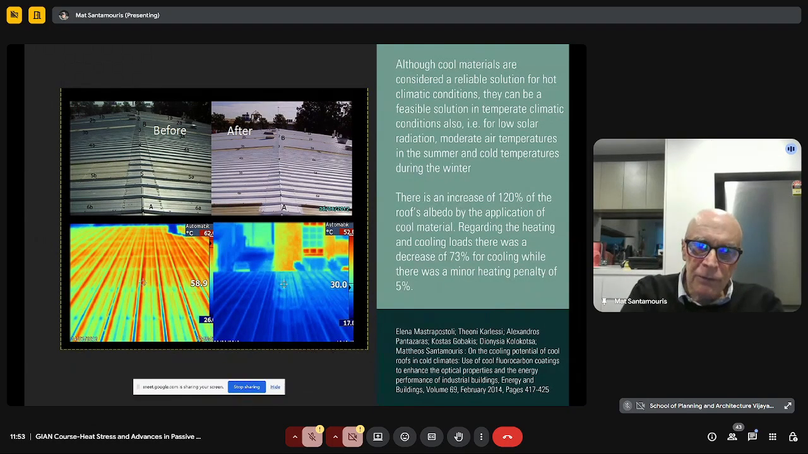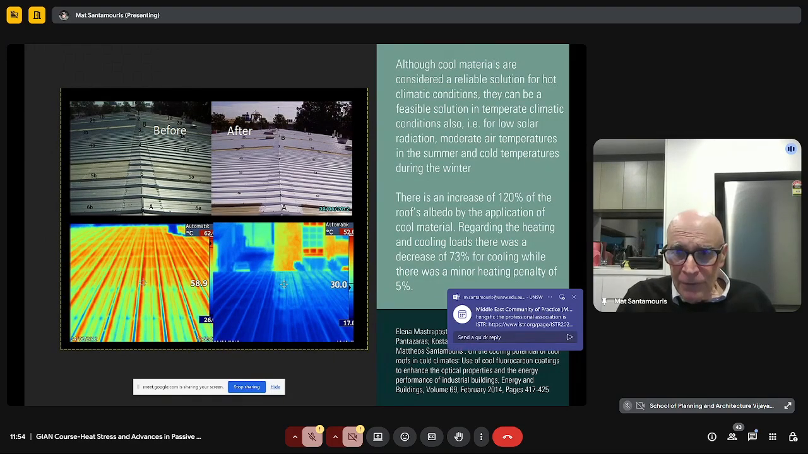The implementation of conventional cool roofs in temperate climates may provide very important cooling benefits, but may at the same time apply a heating penalty. But once we compare the cooling benefits with the heating penalty, the cooling benefits are up to 10 times higher. Why? Because during the winter, reflectance is not so important in these areas because you don't have sun, and the low temperatures are associated with cloudy weather.